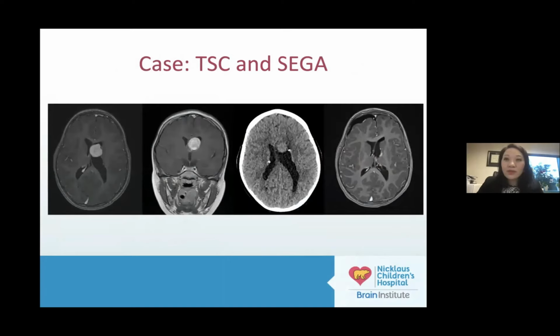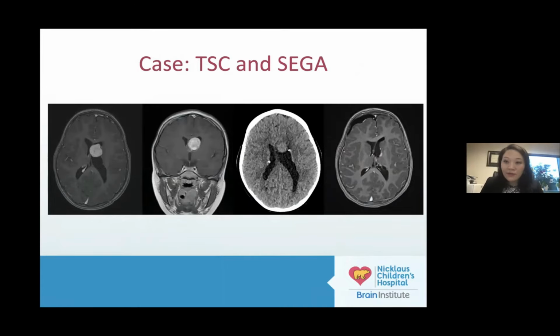Let's move on to a couple of interesting cases. This is a 3-year-old boy, a patient of ours at Nicholas Children's Hospital, presenting with developmental delay, seizures, and enlarging SEGA and obstructive hydrocephalus. You can also see here, as you see best on CT scan, evidence of these little calcifications along the ventricle. These are pretty classic radiographic features of TSC.